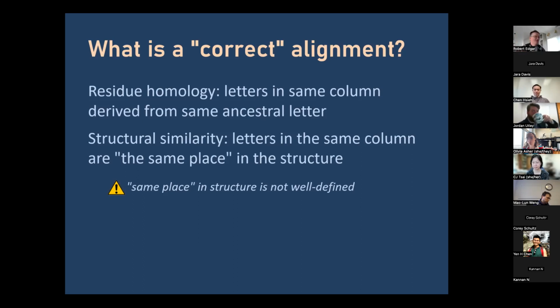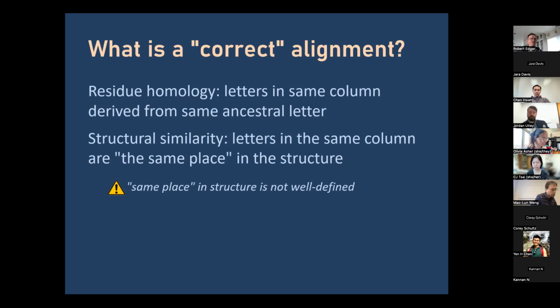So this raises the question, when is an alignment correct, or when is it even useful? And once you get into those more challenging regions, like the bottom one I just showed, the answer is not necessarily that well defined. There are two main ways of thinking about it. One is that the letters you see in a given column should all come from the same ancestral letter. That's technically called residue homology.